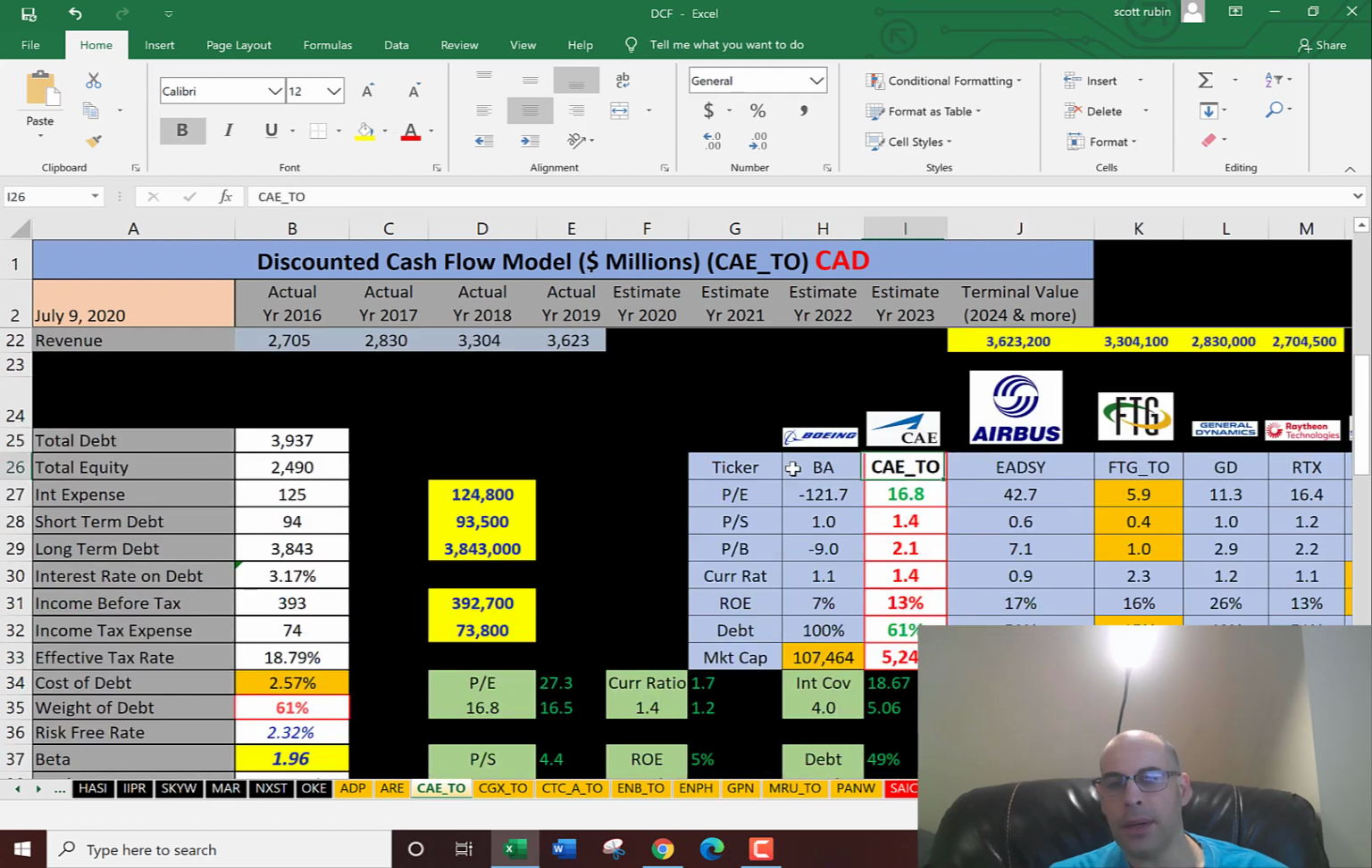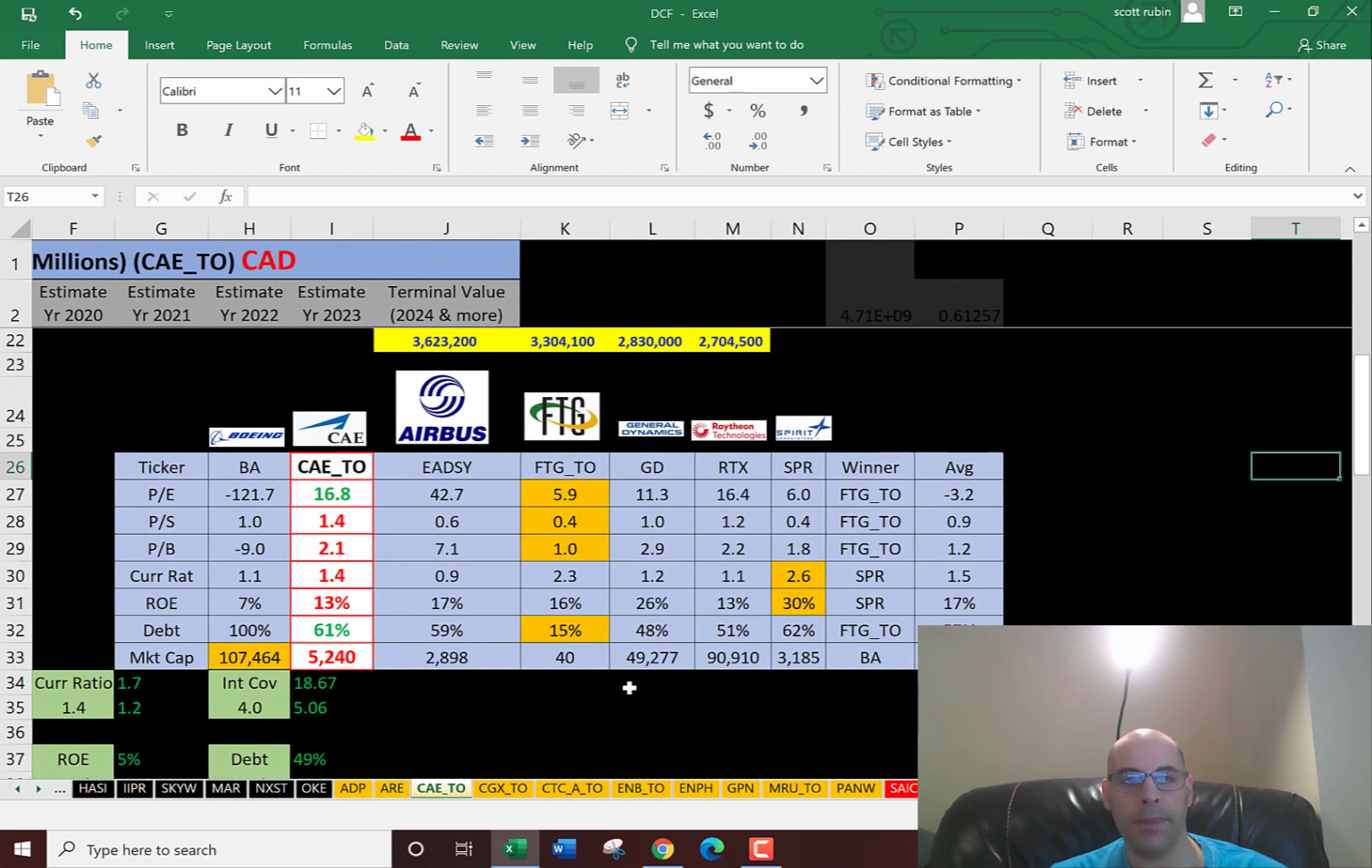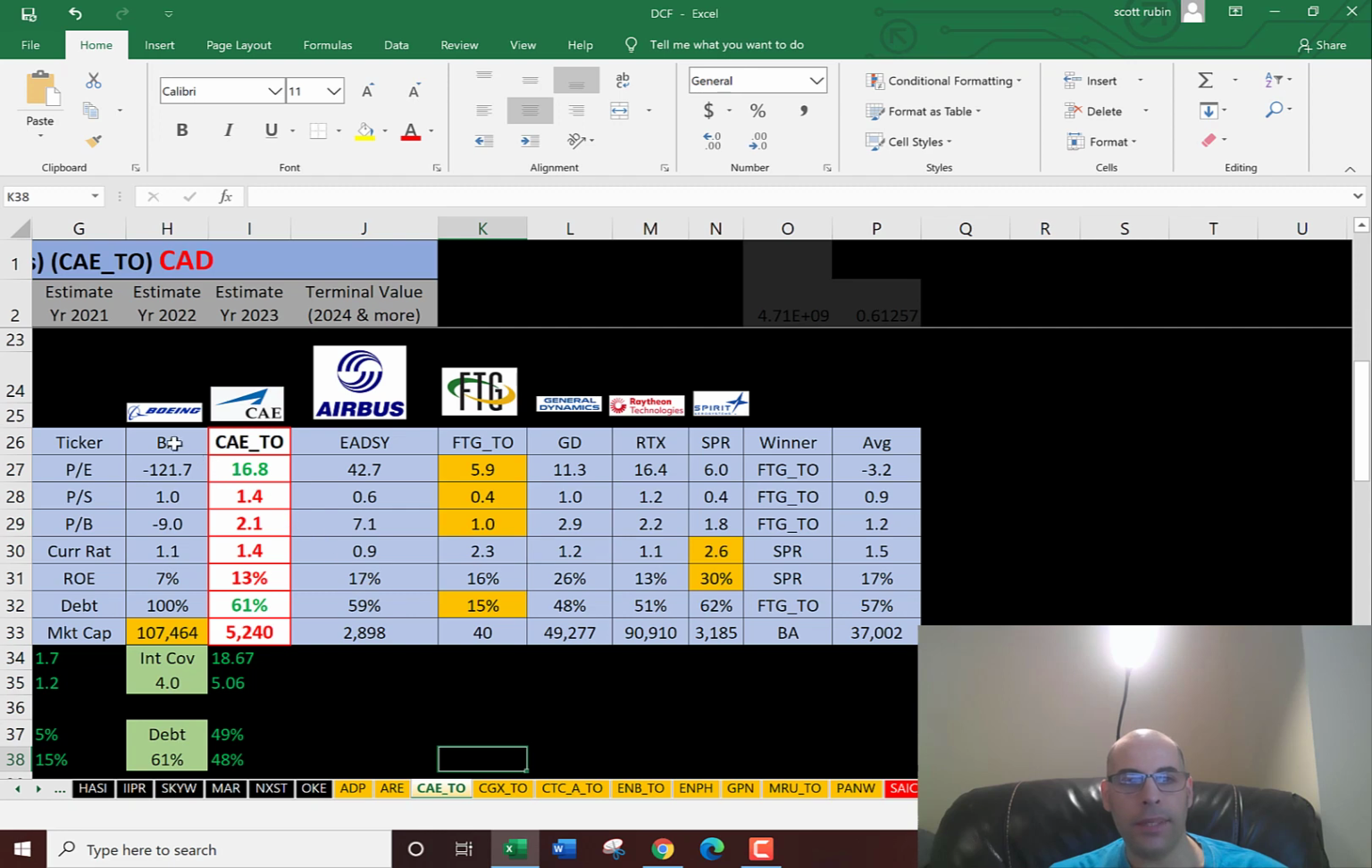So the best way to look at ratios is to compare them with similar companies. So I've done videos on Boeing, Airbus, FTG, another Canadian company, General Dynamics, Raytheon, and Spirit. They're all in the same industry as CAE. So if CAE has a number in green, they're better than the average. If it's in red, they're worse than the average. So they have more red than green, which is not good. But CAE has a 16.8 PE ratio, which is better than the average. The average is negative just because Boeing has a negative, and that drags down the average.